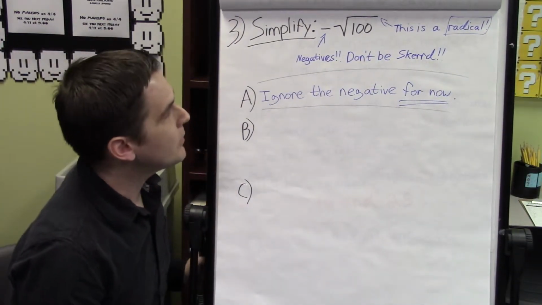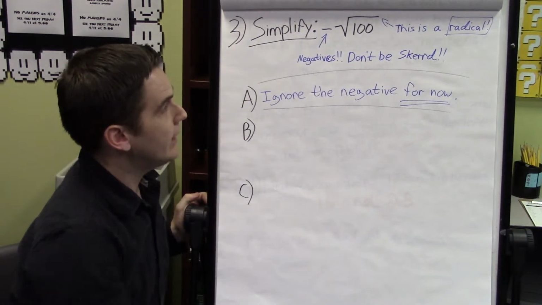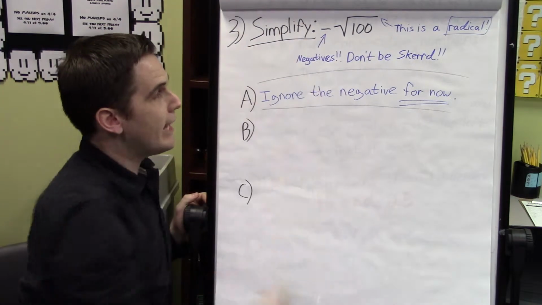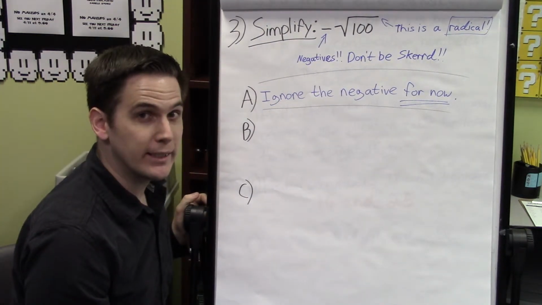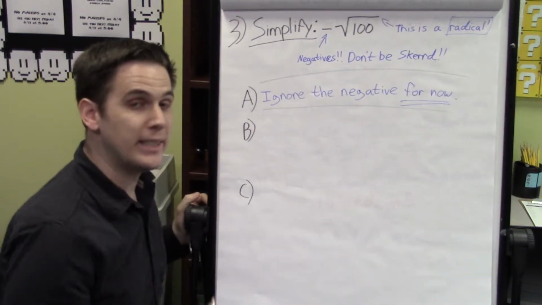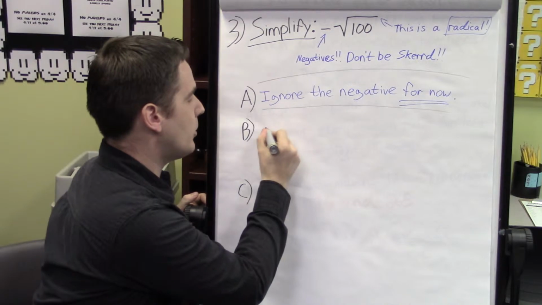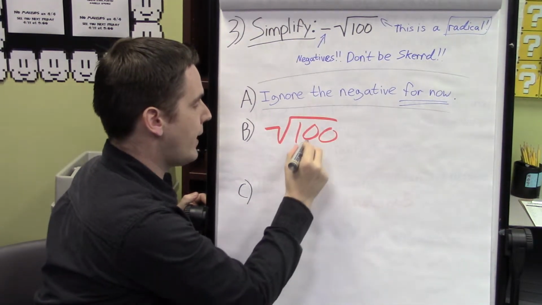Question number 3, moving right along. Simplify negative radical 100. Radical, this negative, do not let it scare you. In fact, right now, just ignore it. For now, we'll come back to it, but ignore it for now, and just solve it like we did the other problems. So we're going to ignore the negatives and let's find factors.